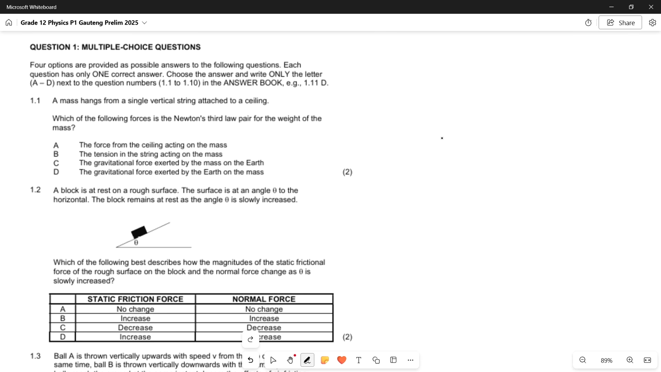Hey grade 12s, so in today's video we're going to check out question 1 of the grade 12 physics paper 1, 2025 Gauteng Prelim. We're going to start with question 1 here, the multiple choice question, so let's jump right in.